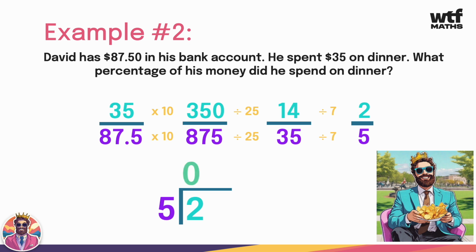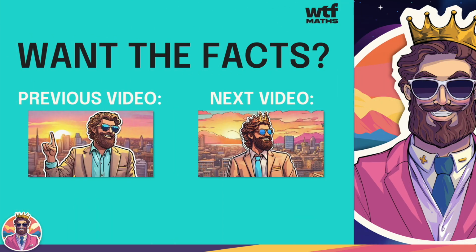Well, it doesn't go in to start with, so let's add a 0 and a dot. 5 goes into 20 4 times. And now there is no leftovers. So we've got our decimal of 0.4. And all we do is times by 100 or move the dot 2 places right and we get 40% as our answer.